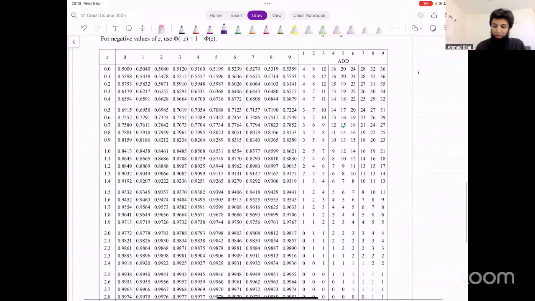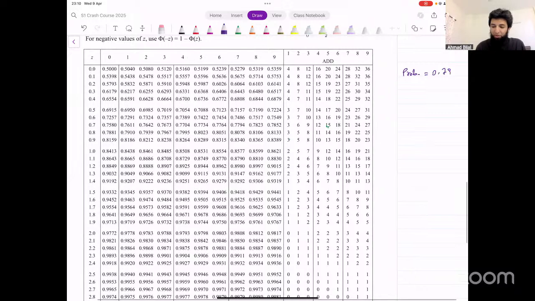Remember, the probability is 0.79. It's not the z value that we're looking for. Probability is 0.79, so 0.7900. Let's search for that. Where is that going to be? Okay. This is the value that's immediately smaller than that. 0.7881. This would be bigger. So we take the smaller number.